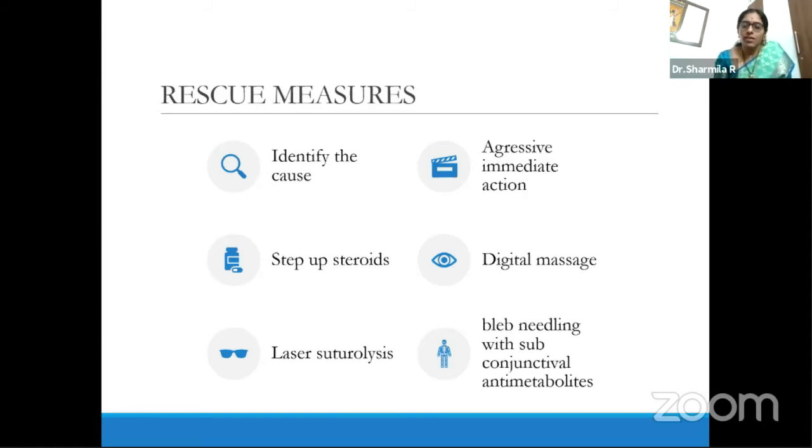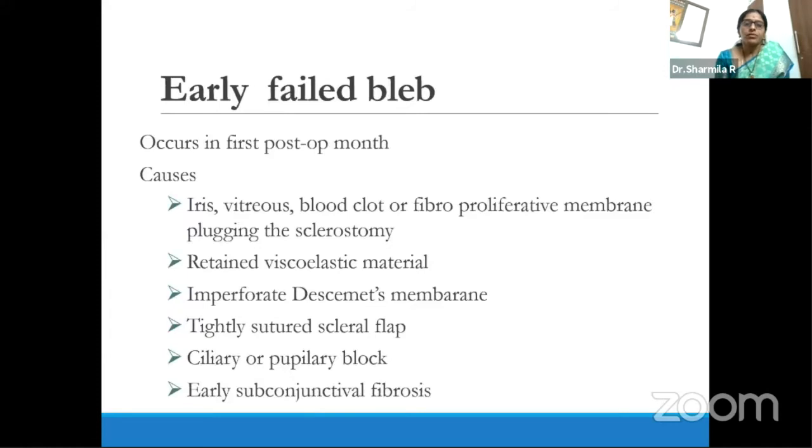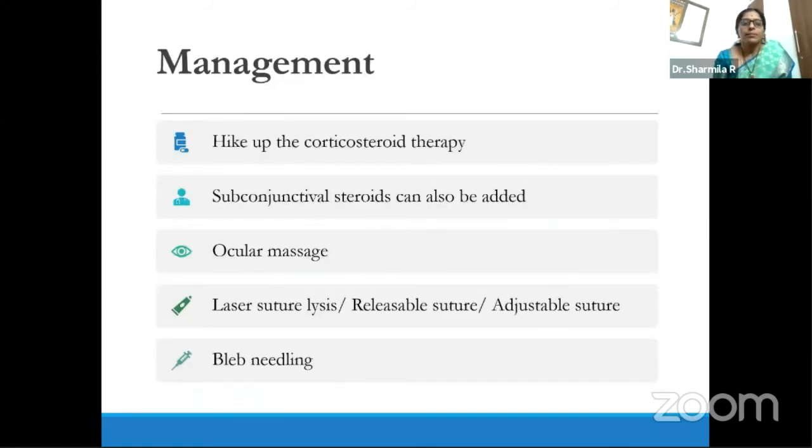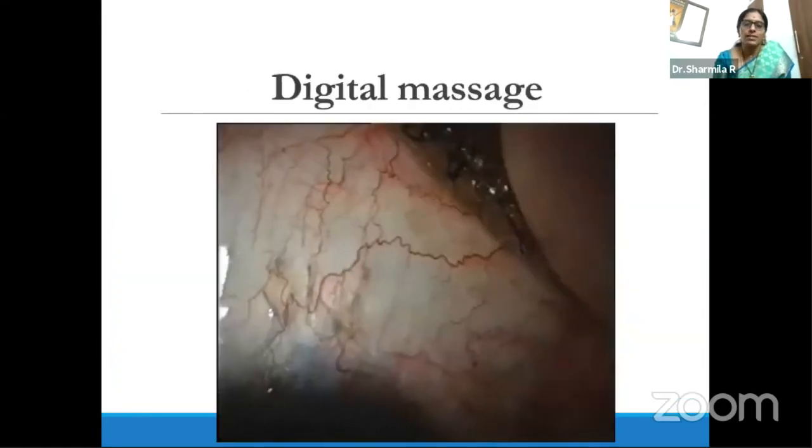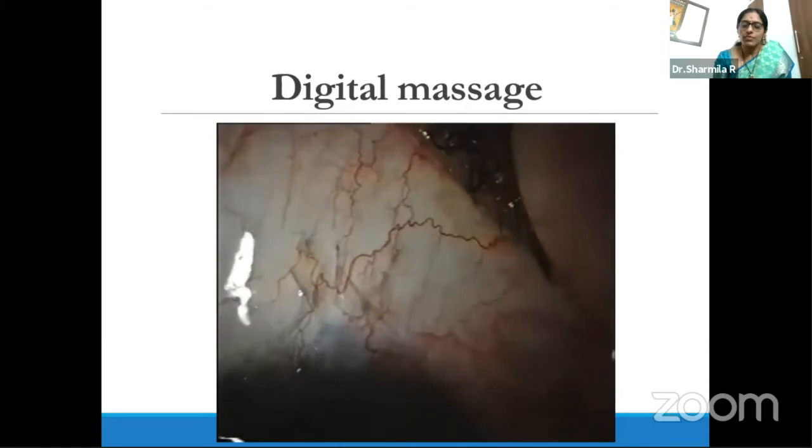So immediate aggressive action is in the form of stepping up of steroids, the digital massage, laser suturolysis, and eventually probably we'll need a bleb needling or a subconjunctival antimetabolites or a repeat surgery. So early filtering blebs, most importantly, it's because of episcleral fibrosis, or it could be because of something blocking the ostium. And this, of course, Dr. Pata has mentioned ocular massage. So I'm not showing this video again.